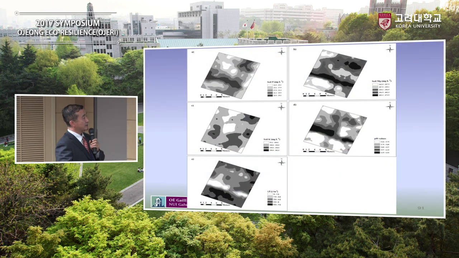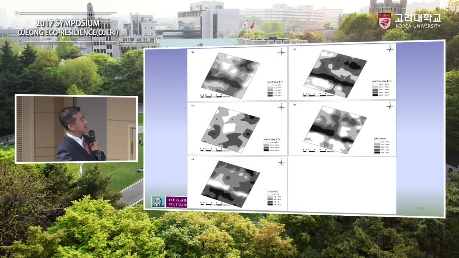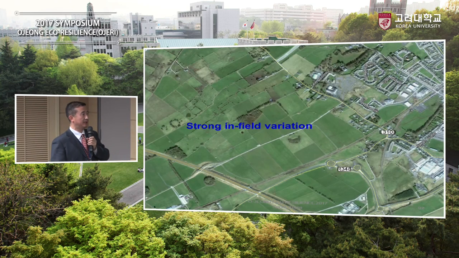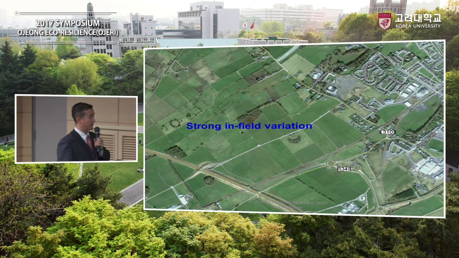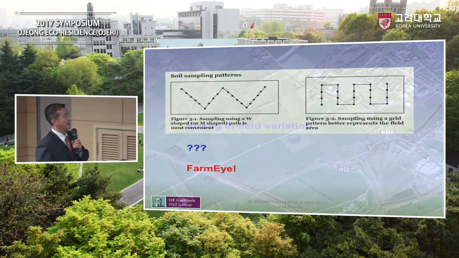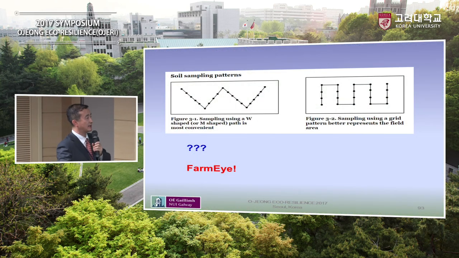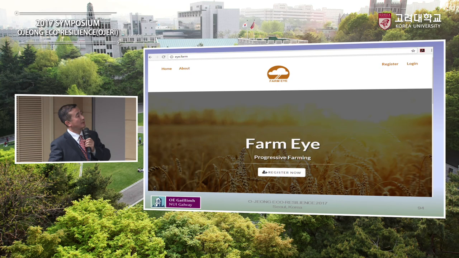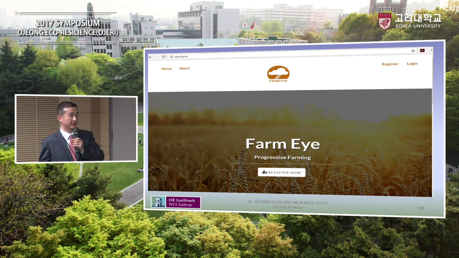And this is a very small scale, 8 meters. You can see that's the scale. Then we still get strong variation there. So we believe strong infield variation exists. Therefore, that's how I got this project called Farm I, and i.farm is the website. And the company is doing that now.